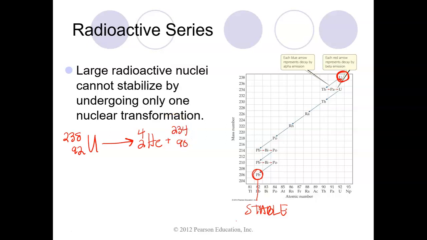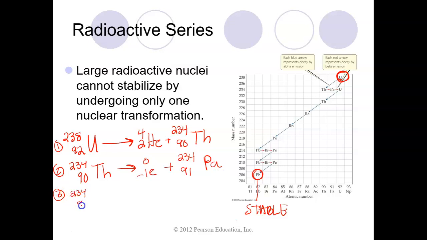234 and 90 is thorium, right? Yeah, thorium. So that would be step 1. Step 2 is going to be beta decay. So I'm going to take the 90-234 thorium, and the reason I'm starting with that is because the uranium-238 is now gone, and it's going to do beta decay. So I can balance this: 91 plus -1 equals 90, and 91 is protactinium. And then third step is beta decay. So I'm going to take the 234, 91 protactinium and do another beta decay.